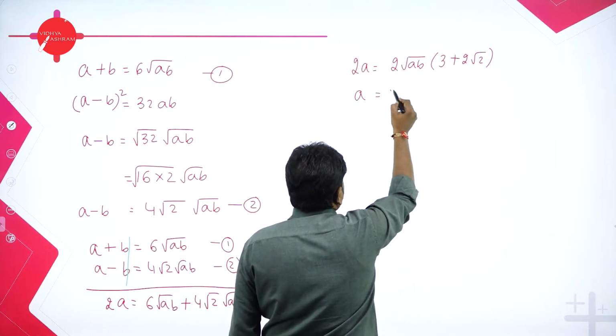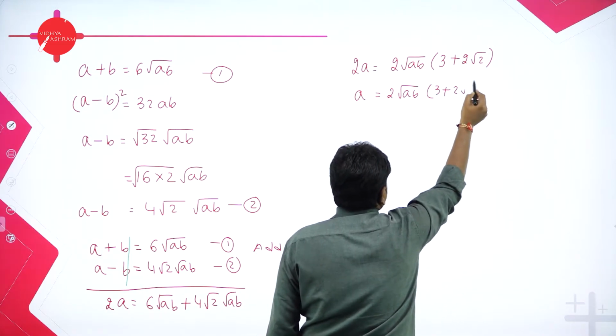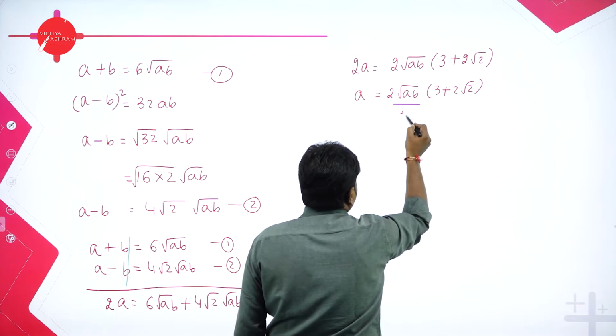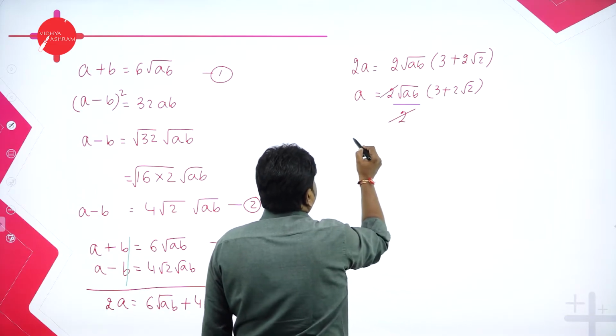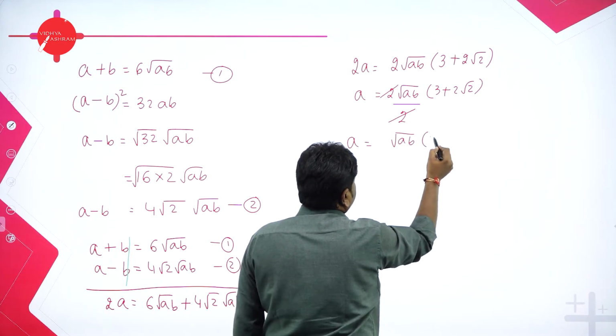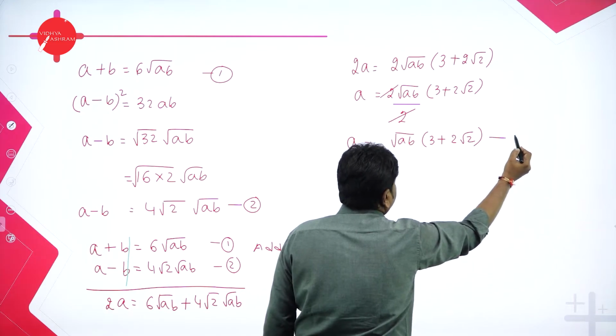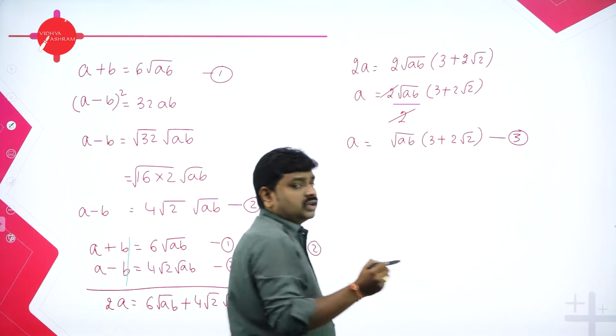A is equal to 2 root AB into 3 plus 2 root 2 divided by what? 2. 2 cancels. So now you got A value. What is A? Root AB into 3 plus 2 root 2. Call this as equation 3. So now we got the value of A.